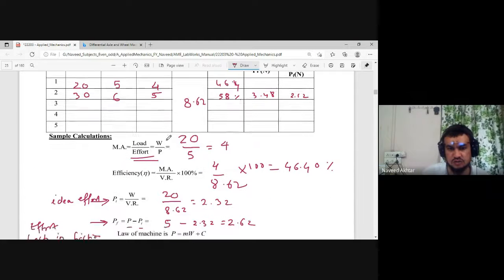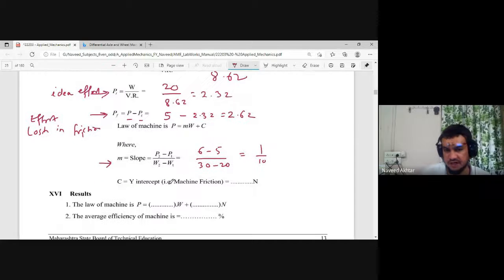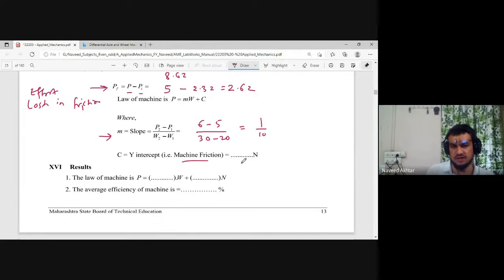C is nothing but the Y intercept, that is the machine friction in Newton. You can find out how much it is, and you have to write down the machine friction. It may be 2.62, and then you can find out the law of machine.